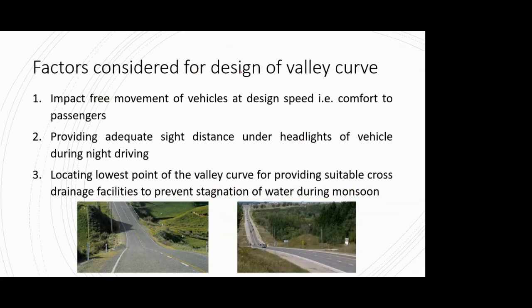Now if you go into more detail about the factors, already we have seen the first one: impact free movement of vehicles at design speed, that is comfort to passengers. There is a chance that passengers might feel discomfort, but we don't want that discomfort to be there. So obviously we will design in such a way that passengers travel with comfort and ease. Second factor we saw: providing adequate sight distance under headlights of vehicle during night driving. That was our worst case scenario.